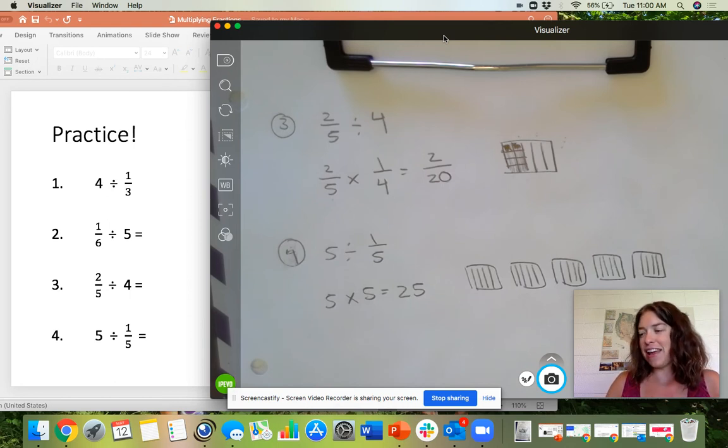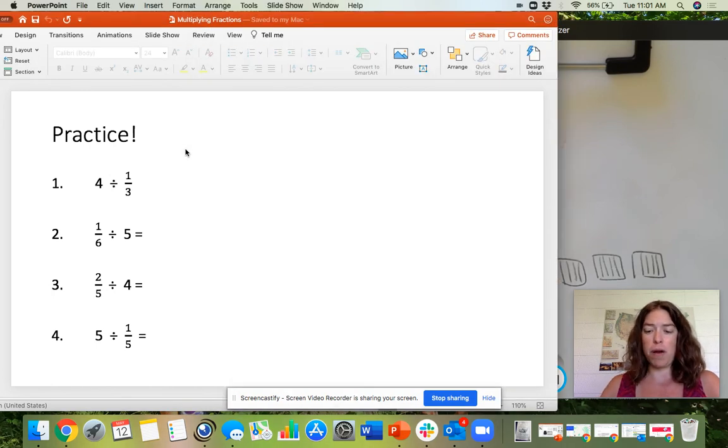I can see that in my model right here because I drew out 5 wholes, split them each, so the pieces were each 1/5. And that gave me a total of 25 pieces. In order to count that, I would actually just count by 5: 5, 10, 15, 20, 25, which is the same as multiplying 5 times 5. Pretty cool stuff. Let's take a look at how this might look if it were word problems.